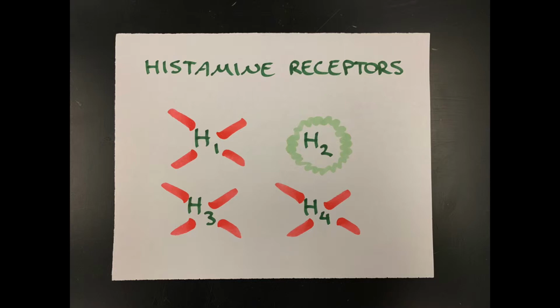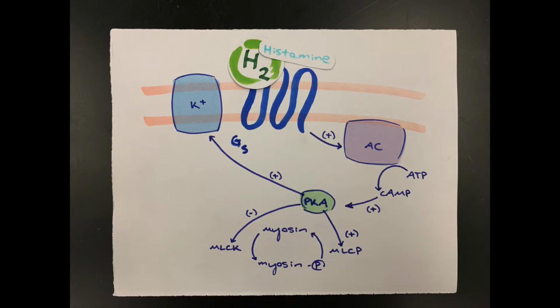When histamine binds to H2 receptors located on smooth muscle surrounding blood vessels, the GS transduction pathway is activated. First, the G-alpha-S subunit separates from the G protein and stimulates adenylyl cyclase to convert ATP to cyclic AMP, which stimulates PKA. PKA reduces the activity of MLCK, which phosphorylates myosin, and activates MLCP to remove phosphate from phosphorylated myosin.